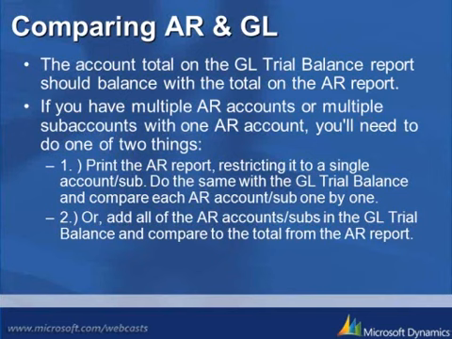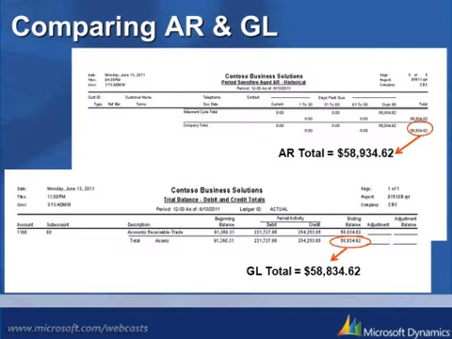and look at those as a total combined and reconcile from there. So we've looked at our AR report, which is the report on the top here, our period-sensitive aged AR, and we looked at our general ledger trial balance report, which is the report on the bottom of the screen. And you can see the AR side is giving us a total of $58,934.62, while general ledger is giving us a total of $58,834.62. So we're actually off by $100 that we're trying to reconcile here.